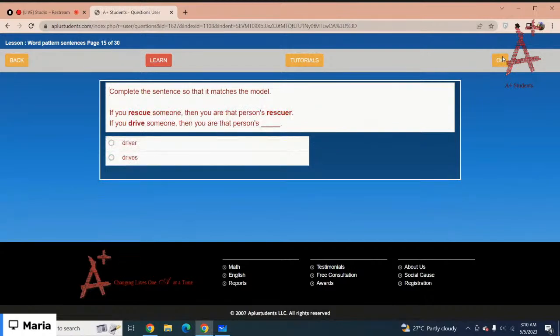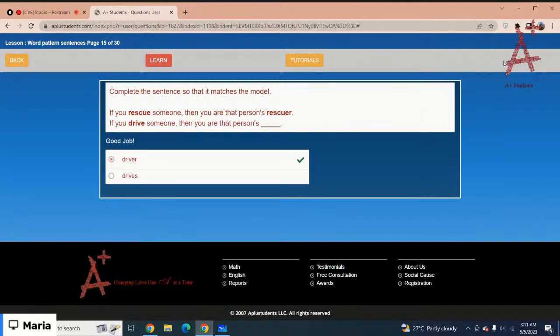If you rescue someone, then you are the person's rescuer. If you drive someone, then you are the person's dash. Yes, it would be driver. The correct option is driver. Then you are the person's driver.